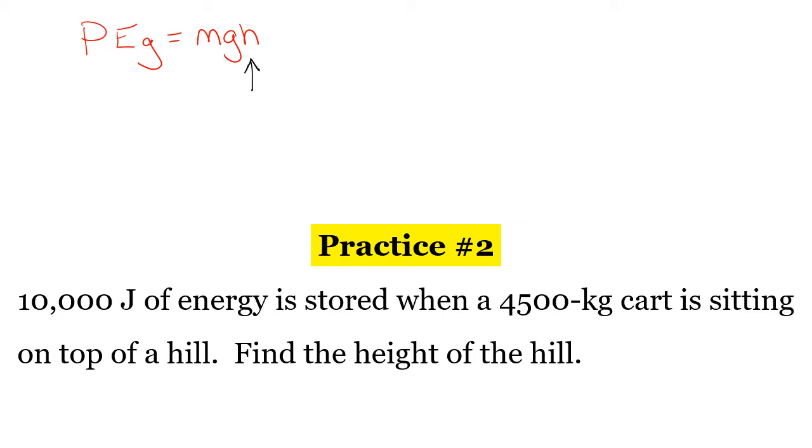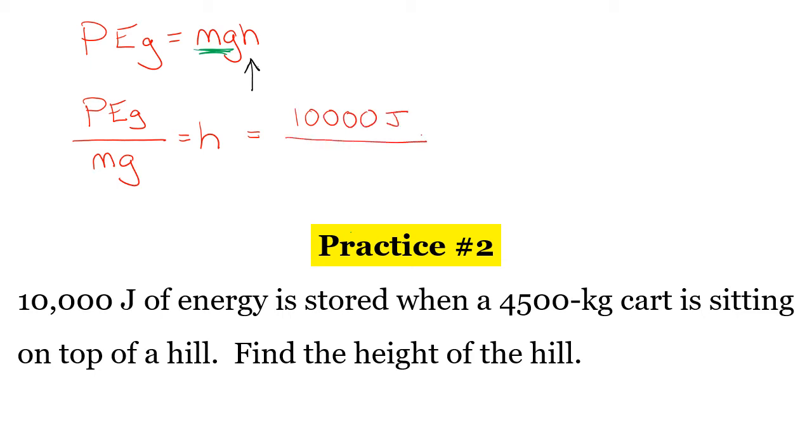So to get h by itself, I'm going to divide both sides by m and g. Those are the two variables that I need to move to the other side. So before I plug any numbers in, I'm going to do my algebra first. So I've got my potential energy divided by mg, and that will give us our height. So let's plug in what we know. Our potential energy, given in the question, is 10,000 joules, and the mass is 4,500 kilograms, and we're multiplying that by 9.8 meters per second squared.